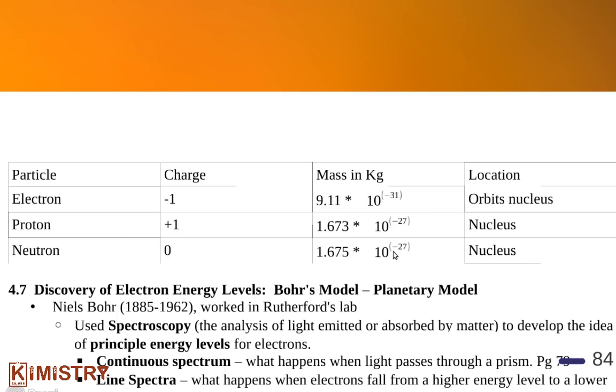It also has 10 to the minus 27, but do you see this one tiny little number right here? It shows you that the neutron is just slightly larger than the proton. So if you put them in order, neutrons are the heaviest, electrons are the lightest. Notice electrons orbit the nucleus, and the nucleus contains the protons and the neutrons. Now we are going to add one more thing that's not in your notes, so you need to write this in. We're going to talk about quarks.